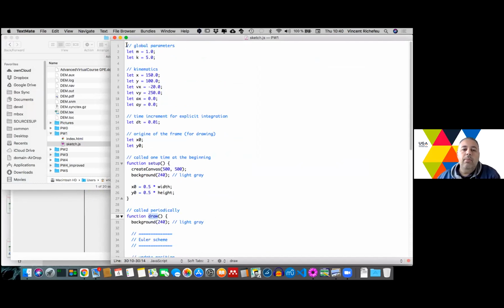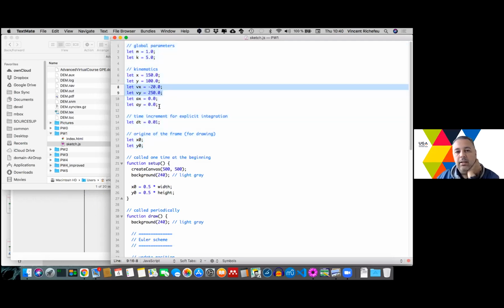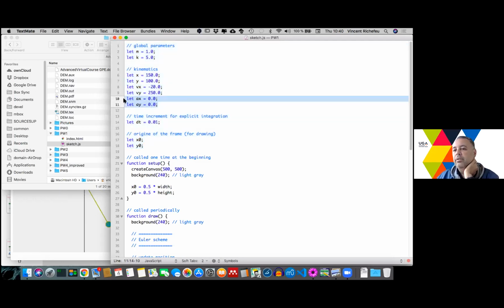Before, we've got some global data that I will comment. M is the mass of the mass point. K is the stiffness of the spring. X and Y is the current or initial position of the mass spring. Here is the initial velocity, and this is the acceleration at the beginning, t0. The time step, I set it to something small. I will comment this after. And this is only for display.